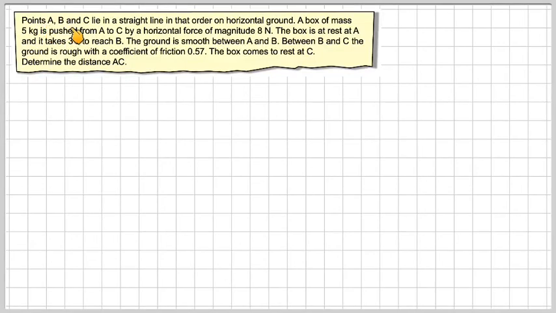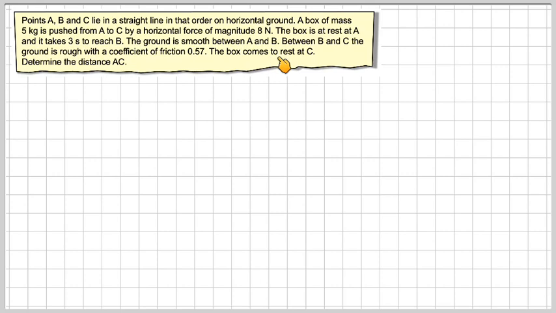Points A, B and C lie on a straight line in that order on horizontal ground. A box of mass 5 kilograms is pushed from A to C by a horizontal force of magnitude 8 newtons. The box is at rest at A and takes 3 seconds to reach B. The ground is smooth between A and B. Between B and C, the ground is rough and the coefficient of friction is 0.57.